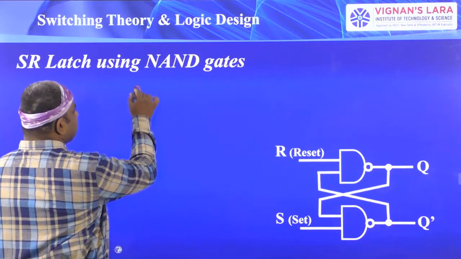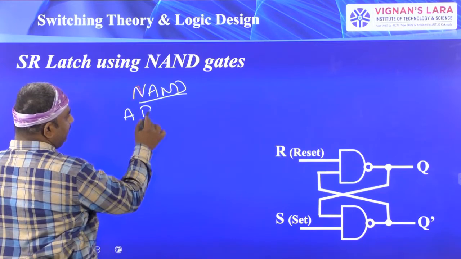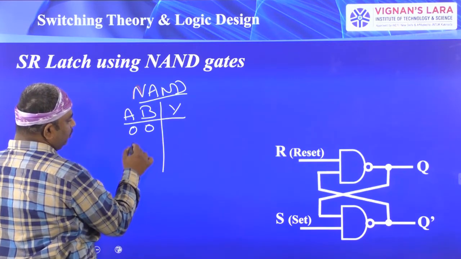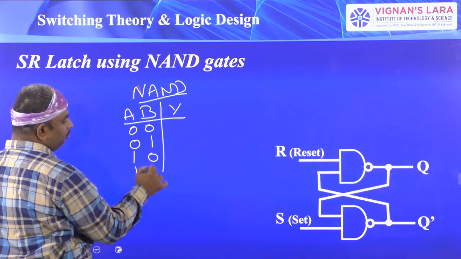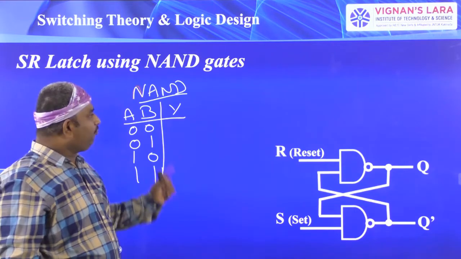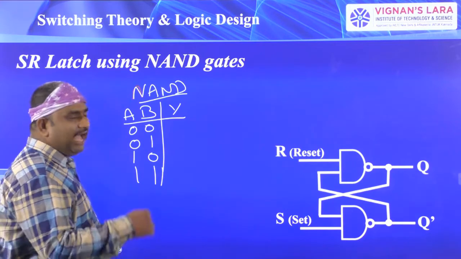where NAND gate is the reverse of AND gate. A, B, and Y. Where A is equal to 0, B is equal to 0; A is equal to 0, B is equal to 1; A is equal to 1, B is equal to 0; A is equal to 1, B is equal to 1. So these are the maximum possible combinations here we have for the A, B inputs. And coming to Y, what is the AND gate output?